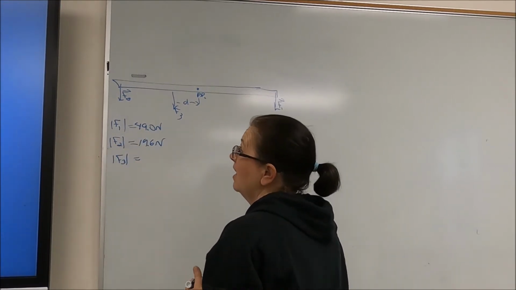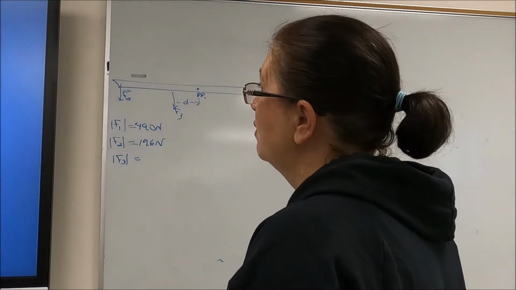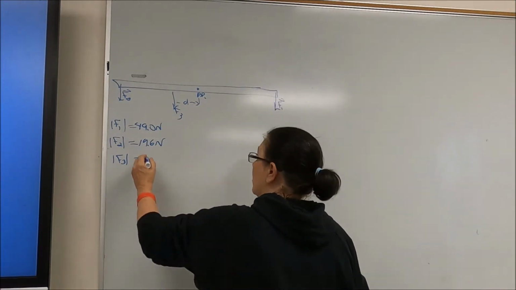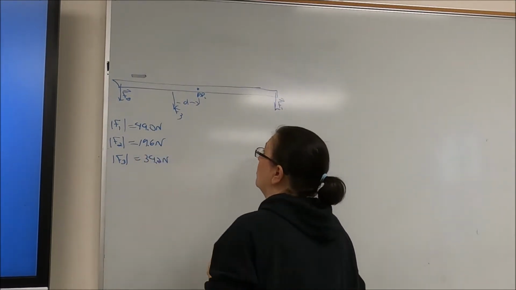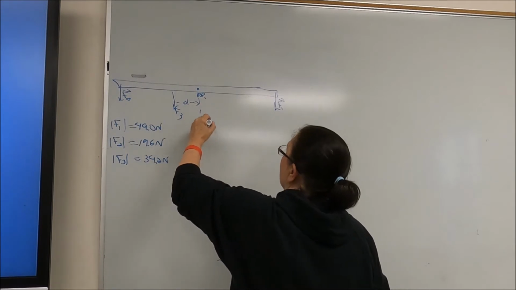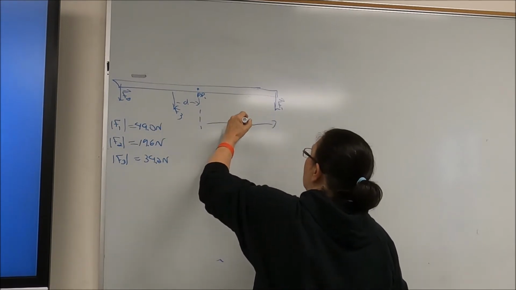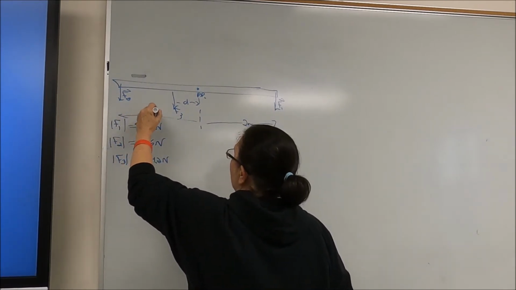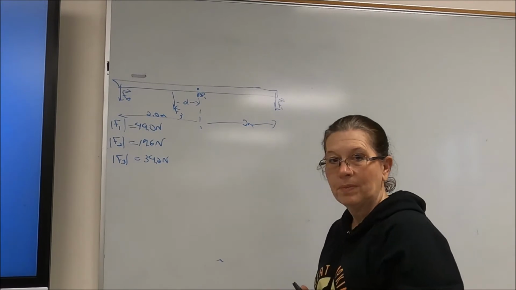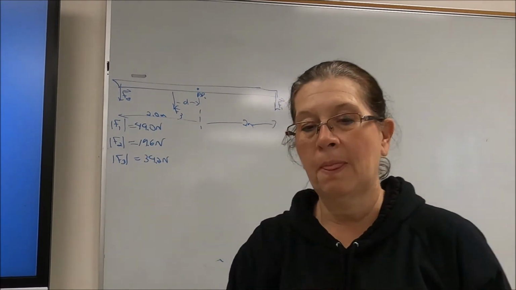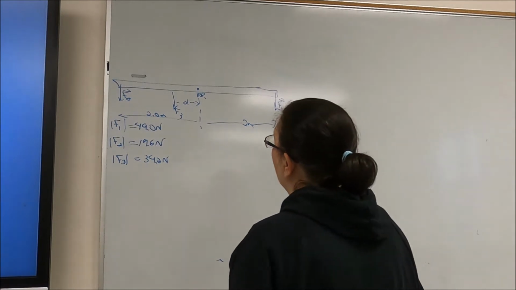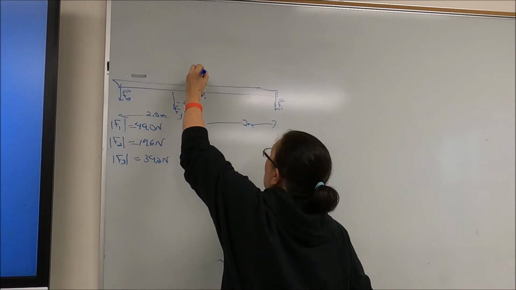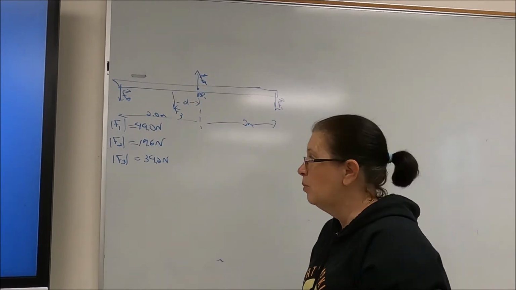Force 3 is a 4 kilogram cat, 4 times 9.8, 39.2 newtons. Okay? This distance is 2 meters, and this distance is 2 meters. Now, the pivot point here has a force F4 on it because the pivot point is pushing up.